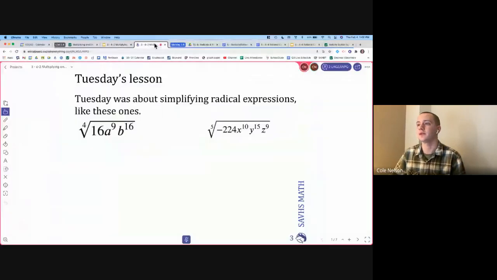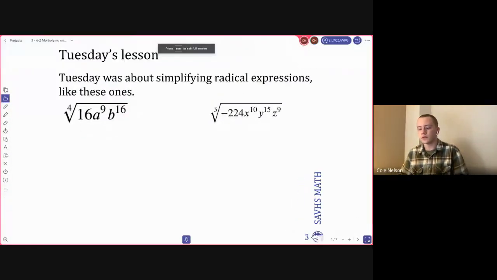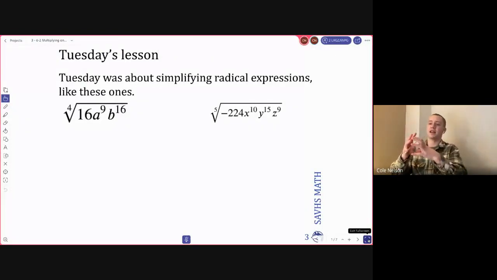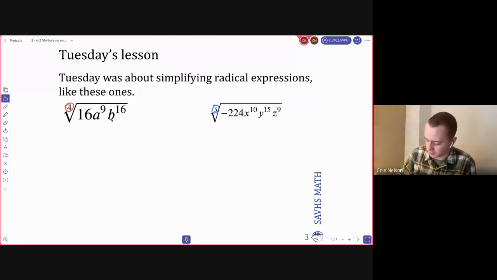some stuff from yesterday or Tuesday. So Tuesday's lesson was about simplifying radical expressions, finding things that have exponents that match the index of the radical. So like finding something where there's something to the fourth in that one, or finding something that has something to the fifth right here. So those are examples of things that we're going to be doing today also. So let's just talk about this really quick.